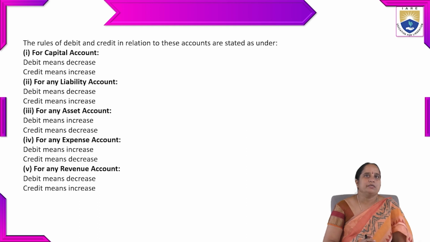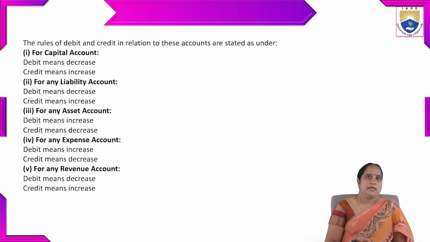Then coming to the rules of debit and credit in relation to these accounts according to the American approach. For example, if you take the capital account, debit means decrease, credit means increase. If you find there is a decrease in capital, that should be mentioned on the debit side of the capital account. And if you find a rise in capital, that should be credited, which can be mentioned on the right side of the capital account.